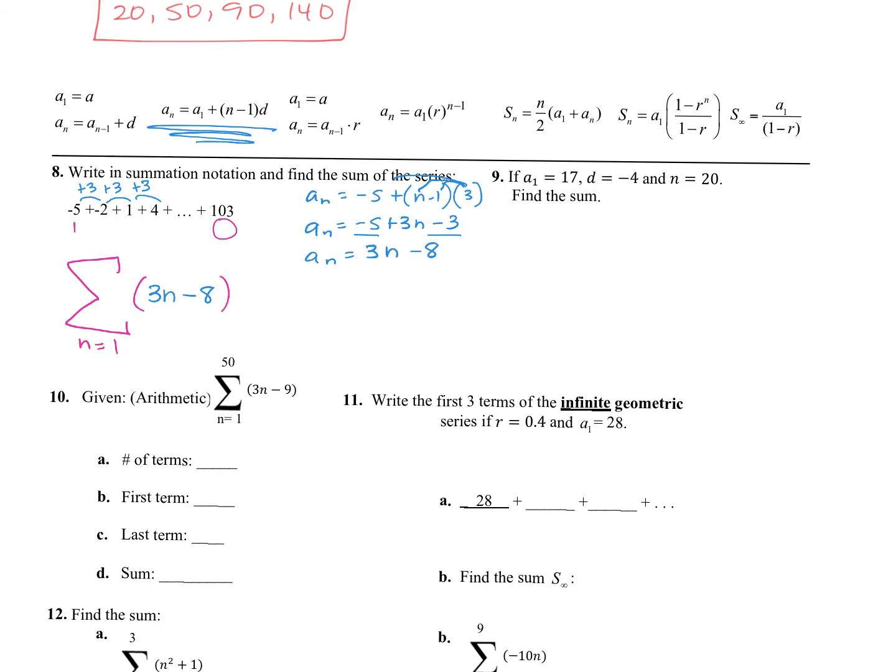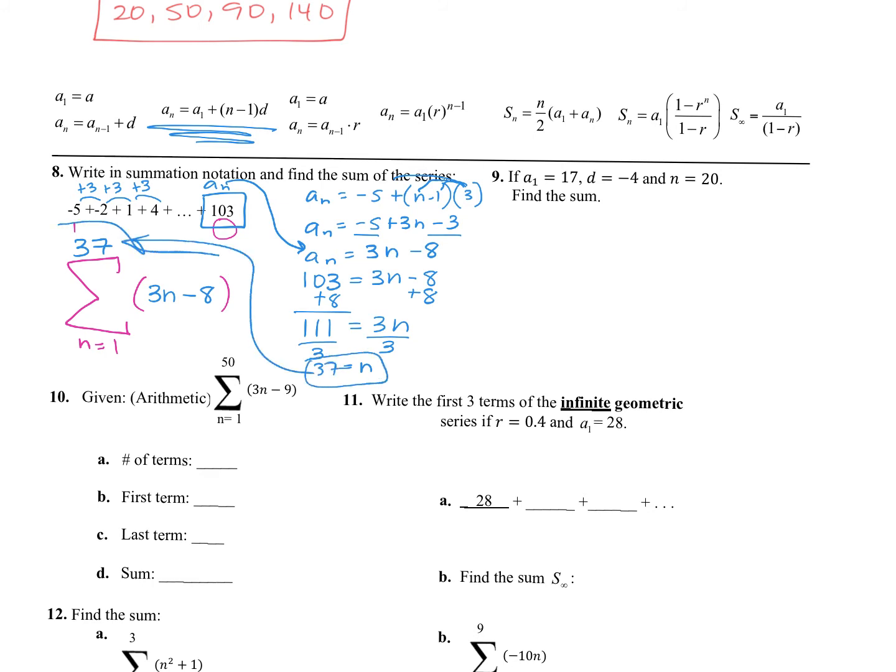Now we need to figure out what n is. How many terms do we have? The way we do that is we take our last term. Remember, this is our a sub n. So we're going to drop that in right here. It's going to be 103 equals 3n minus 8. So add 8, and you get 111 equals 3n, and then divide by 3. So 111 divided by 3 gets you 37. Okay, which is what goes right up here. So summation notation should look like this.